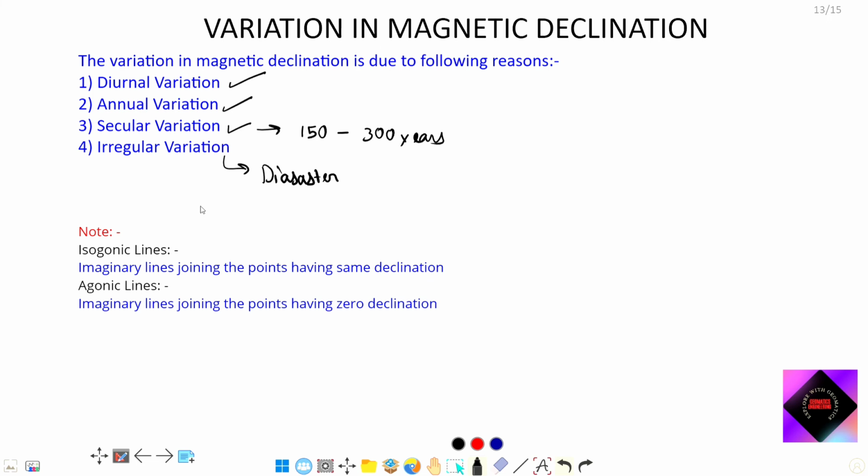And with the help of magnetic declination, two terms are there, that is isogonic line and agonic line. Just keep in mind that isogonic lines are the imaginary lines which have the same declination. For example, if I have a point here, it has a declination of 10 degrees. Again I have a point here, it also has a declination of 10 degrees toward east, and I join these points which have 10 degree declination. So this is called an isogonic line. But an agonic line is also a kind of isogonic line, just the magnetic declination value is 0. So keep in mind what an isogonic line and an agonic line are, maybe it will be asked.